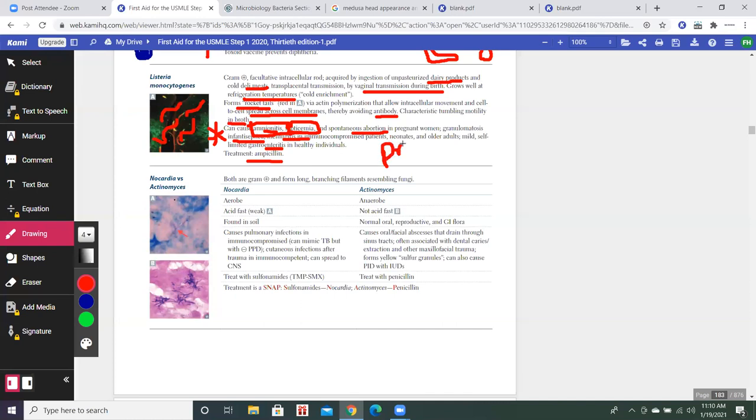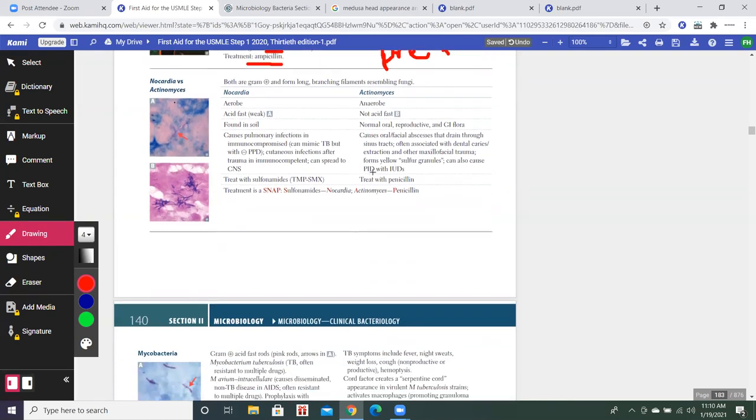In preterm babies, listeria infection is more common. Preterm, that is before the normal time of delivery. Right, preterm babies, listeria infections are more common. Okay, is everyone clear?